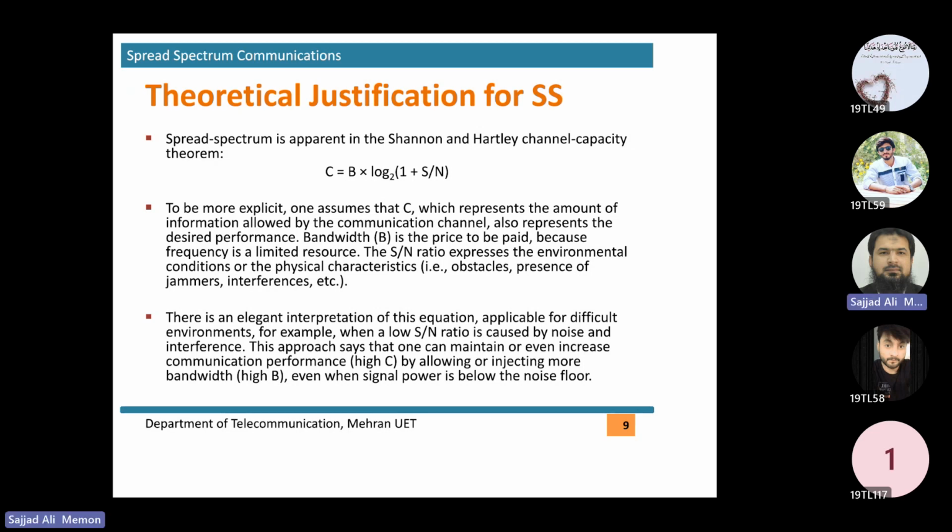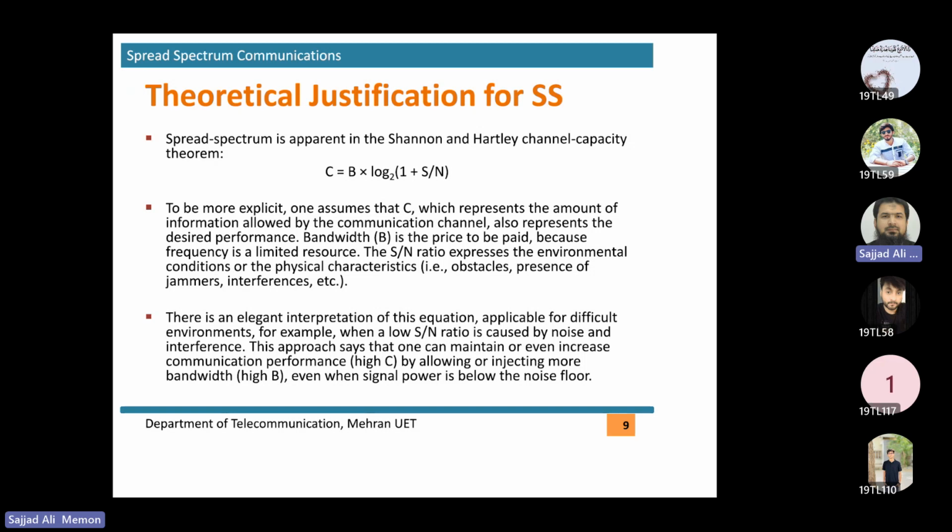So bandwidth is the price to be paid. Whenever you purchase something, you have to pay your money. So here, if we want to achieve some capacity, we have to purchase the bandwidth, or we have to pay the price of the bandwidth. Because frequency is a limited resource, bandwidth is not cheap, it is an expensive resource and a rare resource at the same time. The signal to noise ratio expresses the environmental conditions. So SNR expresses the hostile environment if there is any. In that condition, signal to noise ratio will be low, maybe less than 1, if noise is dominant. Maybe we have good channel conditions. In that case, noise will be smaller compared to signal, then the ratio can be greater than 1.